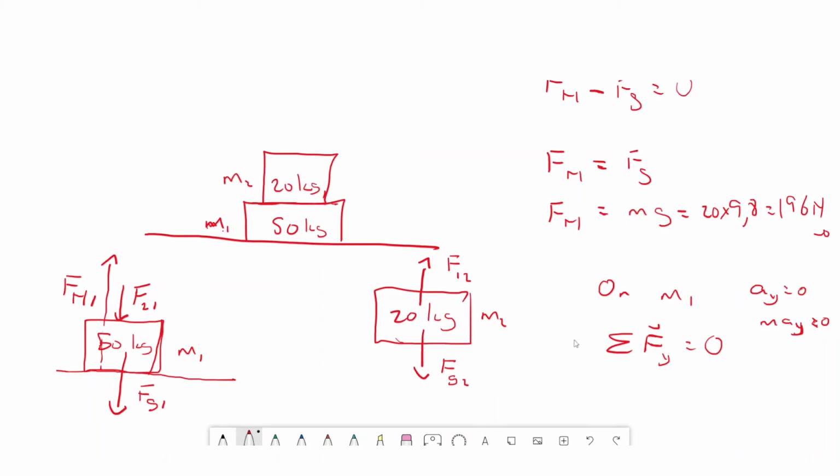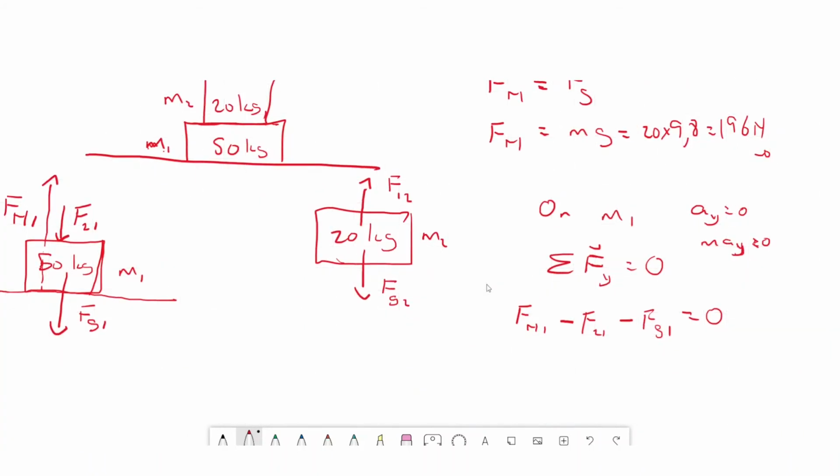Okay, now let's look at the forces there. What force do I have? I have the force Fn1. What other force do I have? I have a negative force F21. And I have another negative force Fg1. And all of those forces are going to be equal to 0. All right, so these are the forces that I have. Okay, now I don't know this Fn1. That's what I'm looking for. The normal force, which is the force that is applied by the surface on the 50 kg.